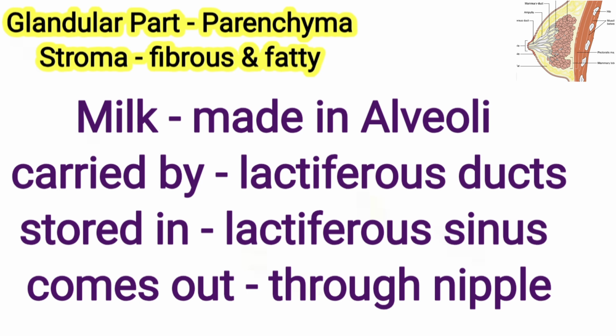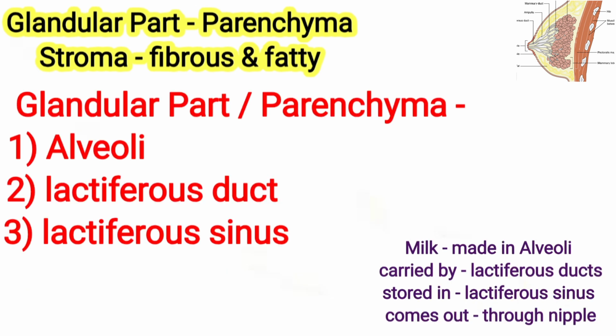So, alveoli are nothing but milk making balloons. Lactiferous ducts are the milk pipes, and lactiferous sinus is the milk storage room. And that is how milk comes out through the nipple. So, very important, alveoli make milk, ducts carry milk, and sinus store milk. So remember it like this. So glandular part, it consists of what? Alveoli, lactiferous duct and dilated part, we call it lactiferous sinus. So glandular part consists of three things. Which are these? Alveoli, lactiferous duct, lactiferous sinus.